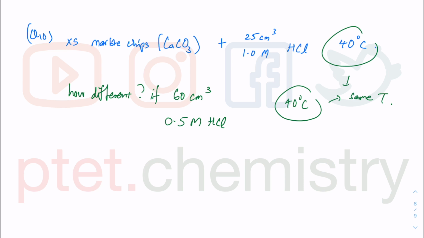And I am assuming that we are still using excess marble chip, because they didn't tell us otherwise. So if we are still using excess marble chip, therefore HCl is limiting. HCl is limiting means however much gas or product you get comes from the mole of HCl. The mole of HCl here will tell you how much product you will get, because your product comes from reactants that reacted fully and not the excess, as stated in the question.